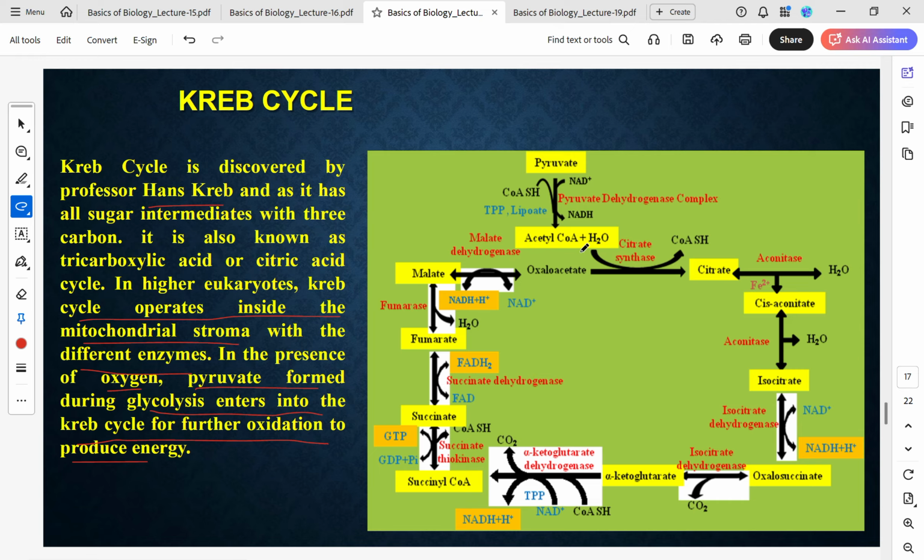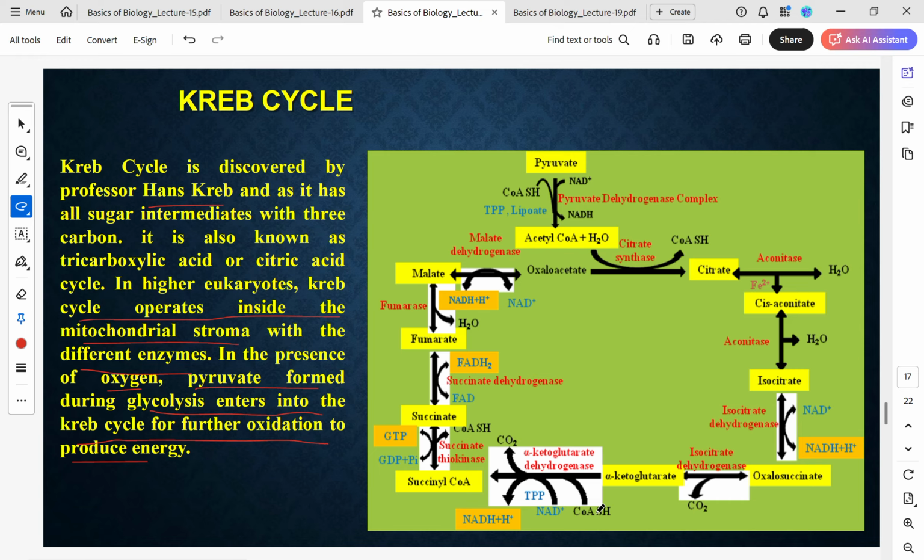Then this acetyl coenzyme A converts into citrate. This citrate, in presence of aconitase, can convert into cis-aconitate. The cis-aconitate, again in presence of aconitase, converts into isocitrate. The isocitrate, in presence of isocitrate dehydrogenase, converts into oxalosuccinate. There is one more NADH molecule produced here.